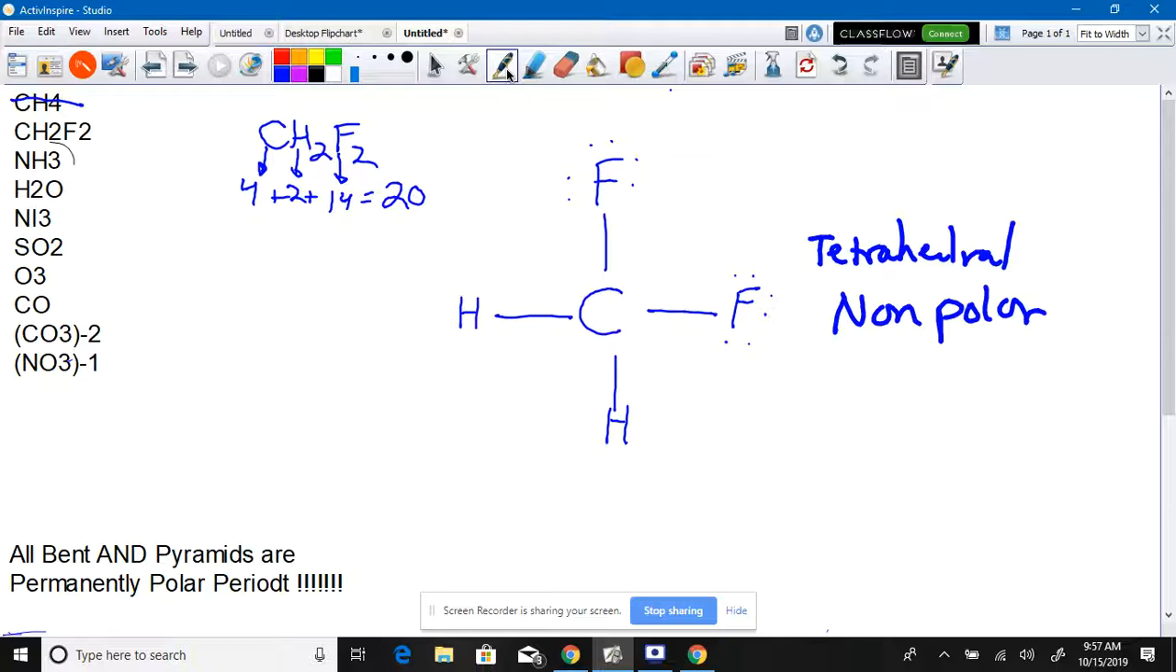I'm going to draw this three-dimensionally with the dashes and the wedges. I usually just draw it like that. Now, look at it. Polar or nonpolar? Which side is more electronegative? So where would I point the arrow? Point with your hand. Yep, that's right. I would point it this way. It's not nonpolar. It is polar.